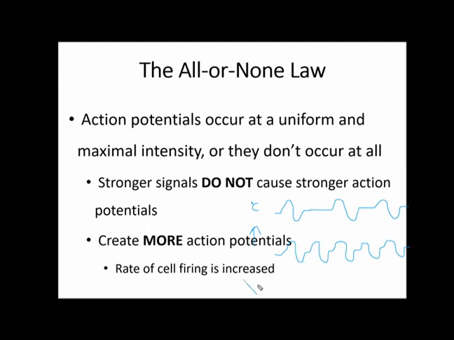But we are never, ever going to see an action potential that looks higher. This doesn't happen. Our action potentials are always uniform, and they always occur at the same intensity. You're not going to see them bigger; they're always going to be the same. And so a stronger signal just means more action potentials, or an increased rate of cell firing.